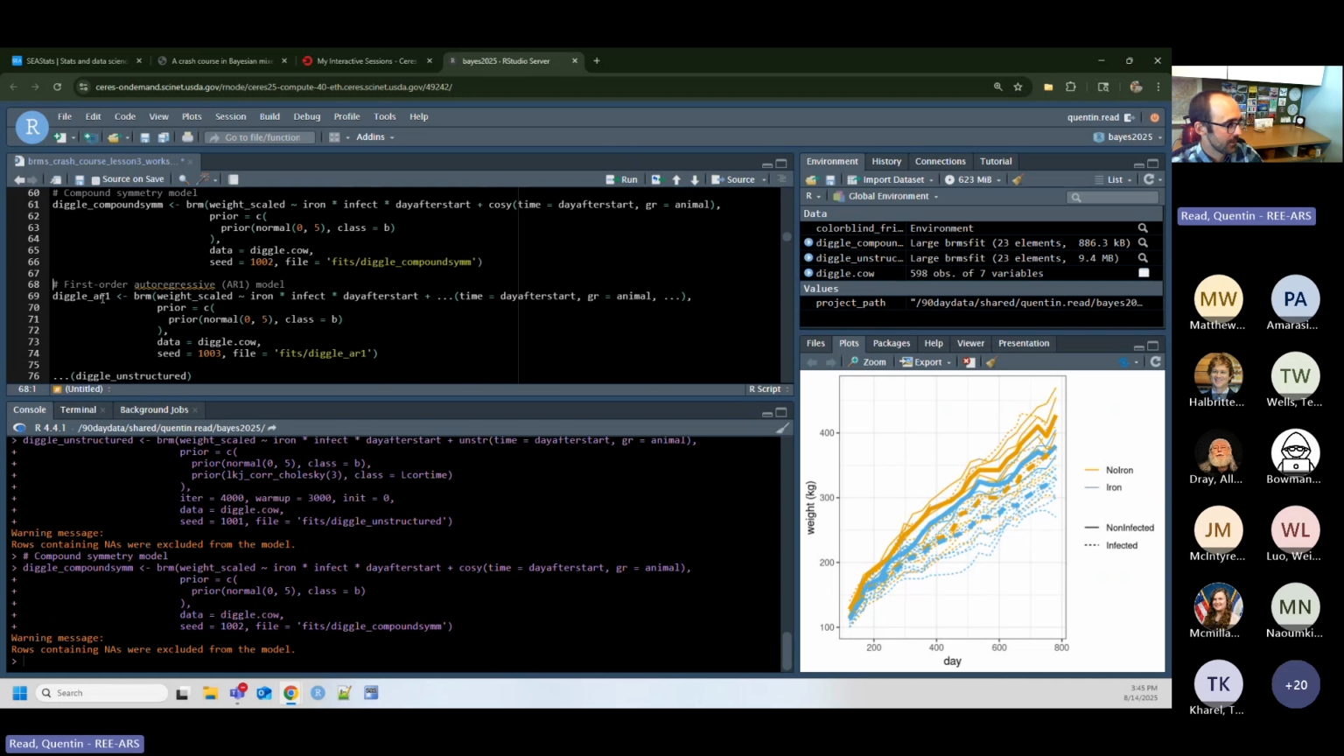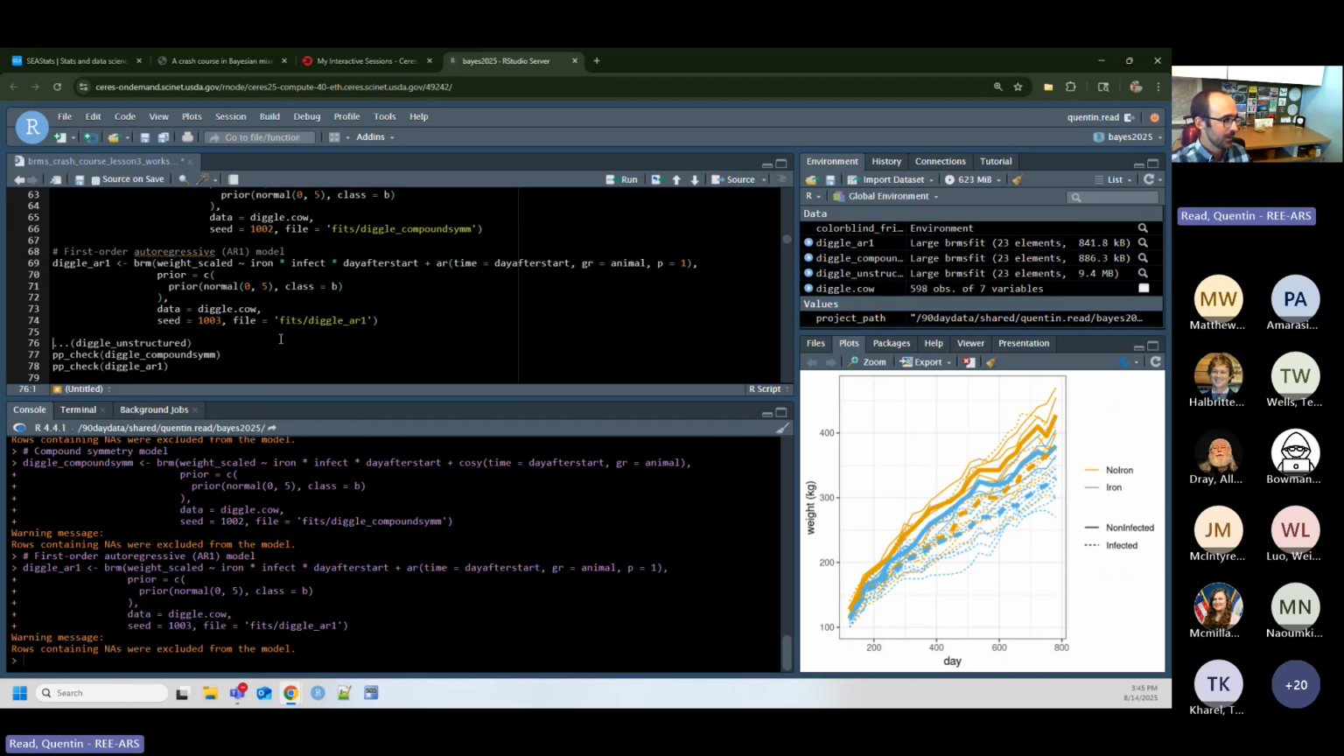Lastly, the AR1 model. Again, it's almost exactly the same syntax, except instead of COSY, we're going to use AR. But we do have to add one more thing, which is P equals 1, because we want a first order autoregressive model. Other than that, the priors are the same and everything. Control Enter.